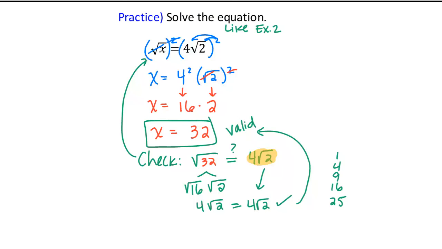Okay, so our final solution is valid. You're going to end up simplifying. So this 4 root 2, I know it looks kind of scary sometimes, but just break it up. Distribute the square on each side.